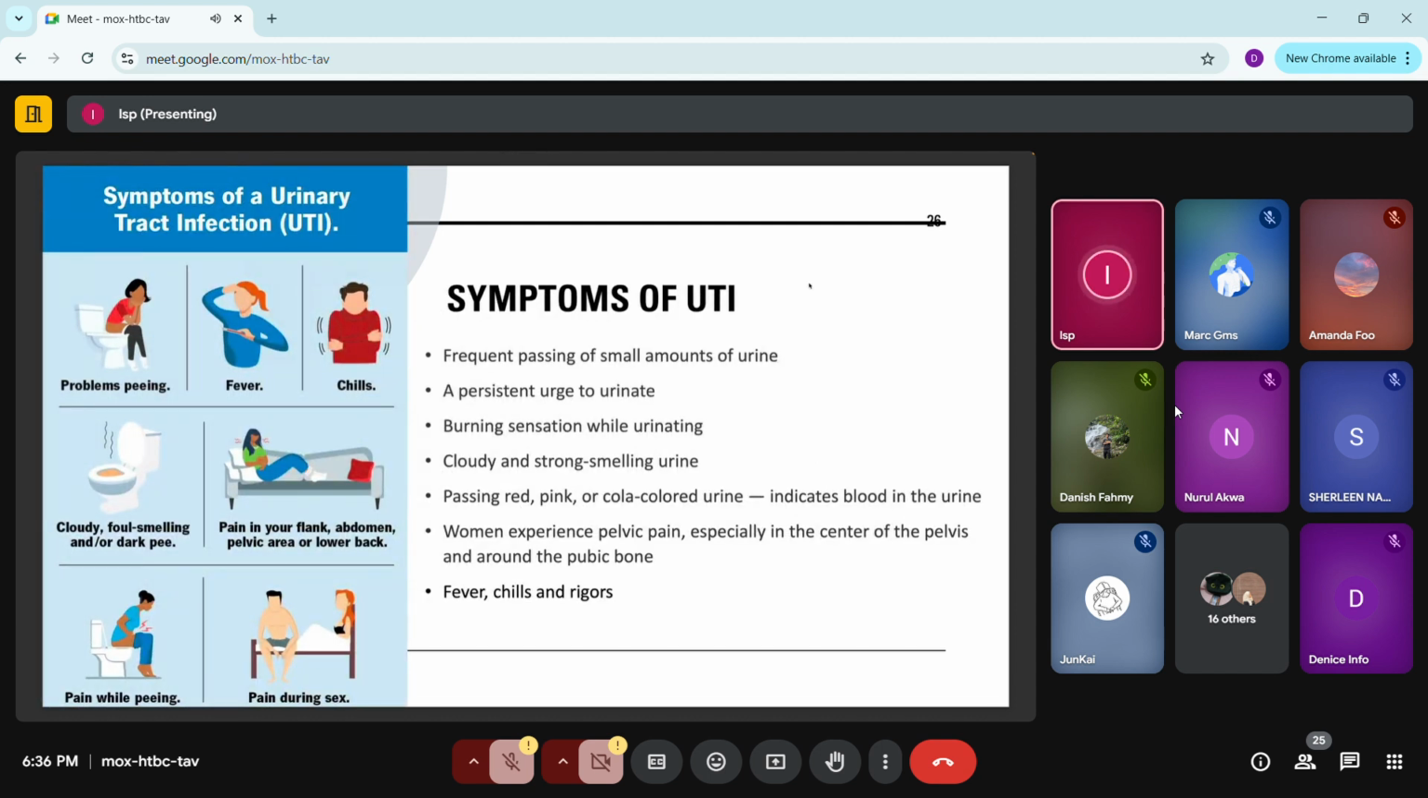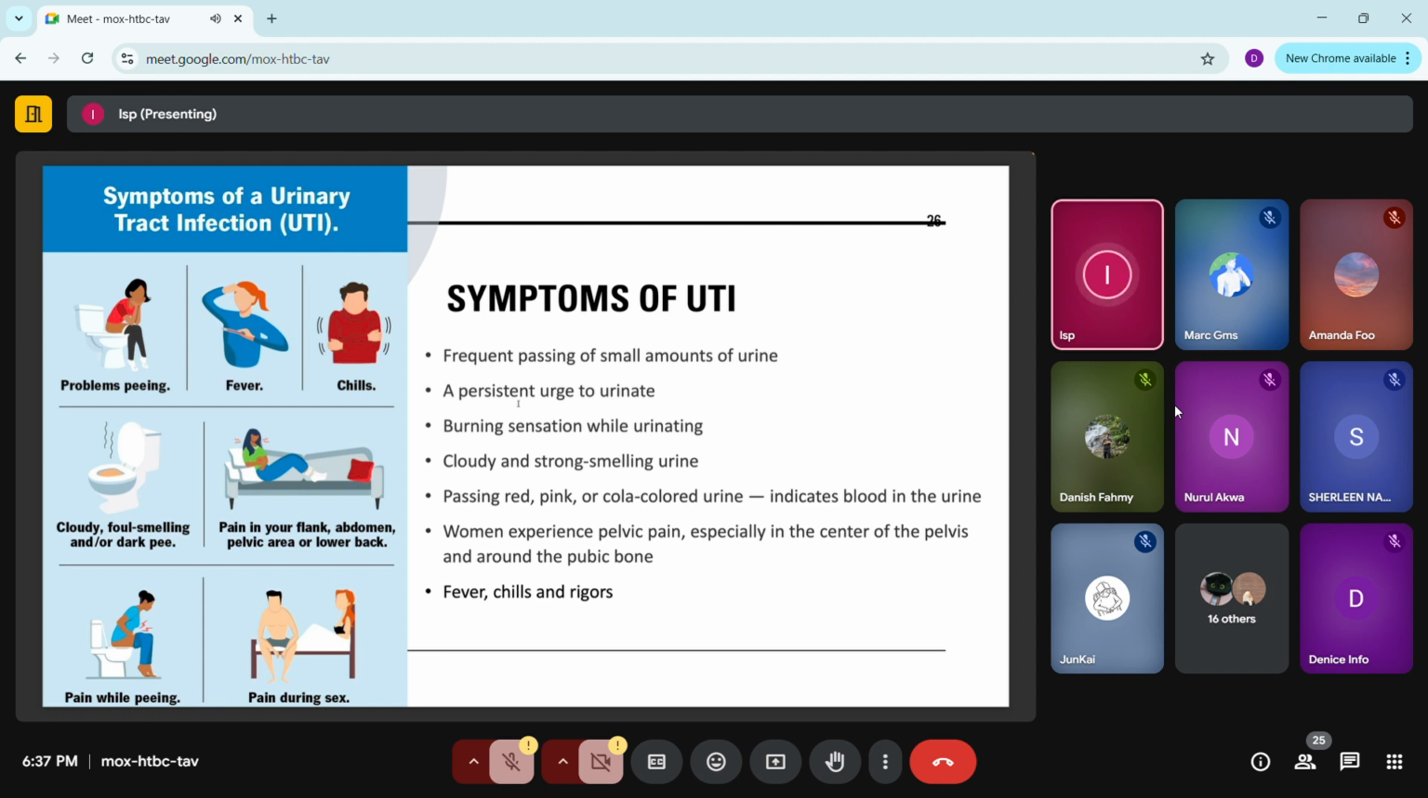Okay, so what symptoms will patients have? The common ones will be fever, dysuria, frequency, urgency. Patients with systemic symptoms will have fever, chills and rigors. They have pain and a burning sensation when they pass urine, and cloudy or foul-smelling urine. If it's severe enough, patients will have hematuria, passing red, cola-colored urine. Females may have bad pelvic pain, especially at the center of the pelvis. So remember the symptoms of UTI.